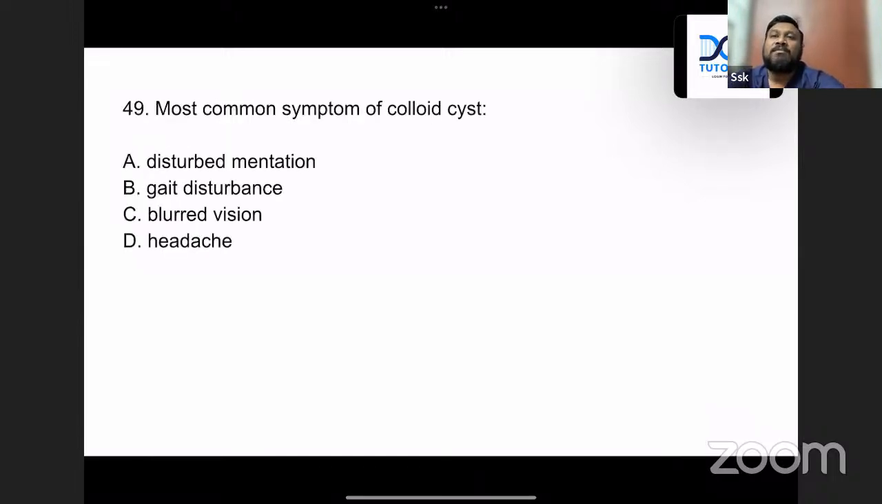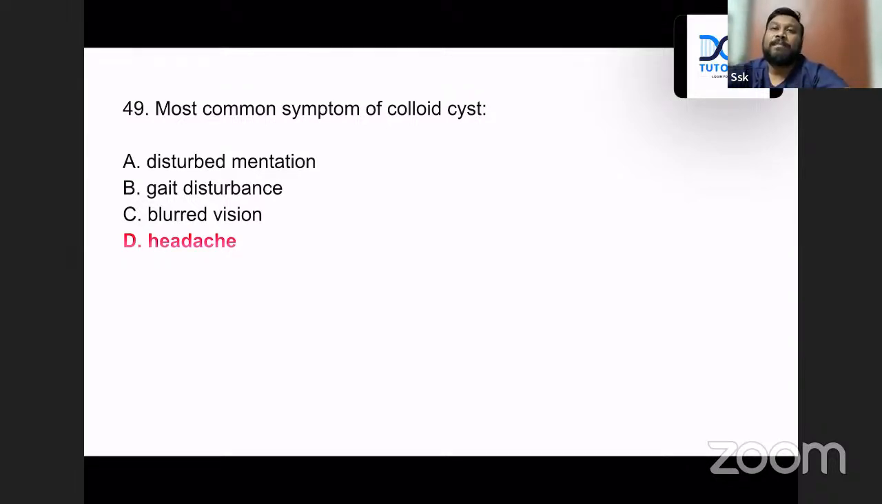The most common symptom for colloid cyst will be headache. Headache will be the most common symptom. Even though you have a tendency to mark this drop attack, don't do that. Drop attacks are common in colloid cyst, but headache will be the most common symptom.